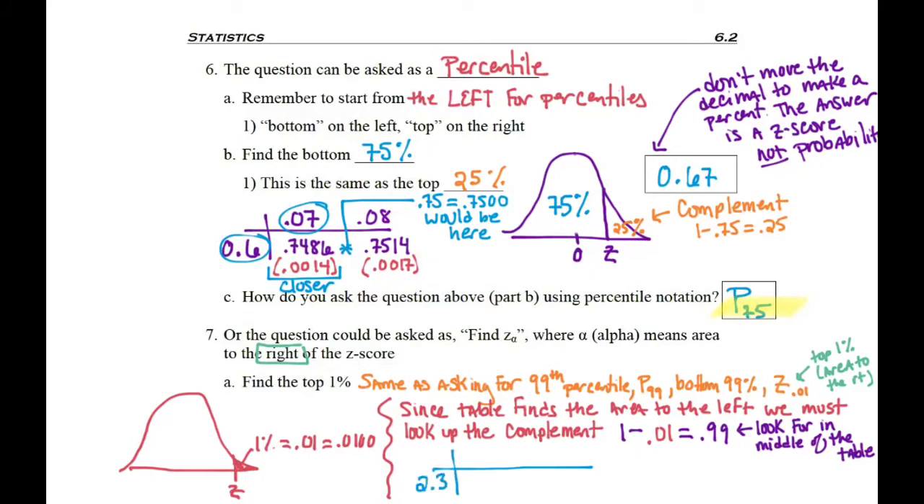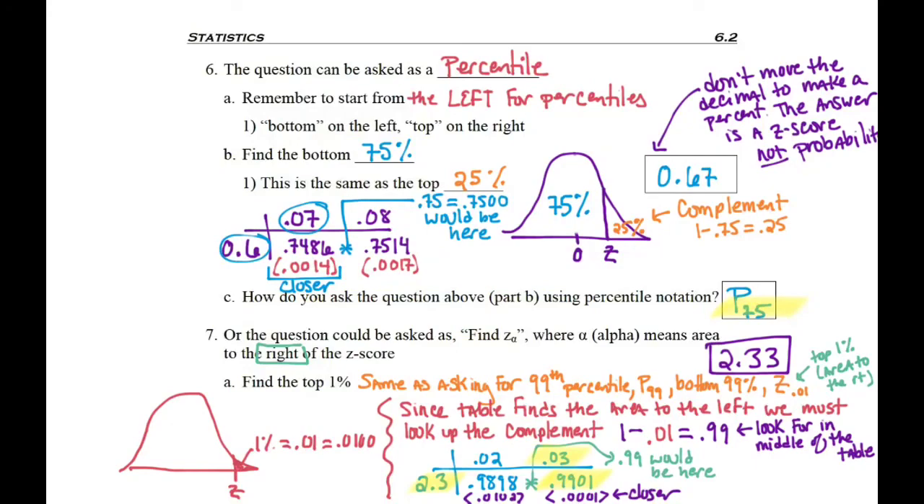Okay, so from the table, I found that in row 2.3, under column 02, I had 9898, which was smaller than I wanted, right next to the number 9901, which was bigger than the number I wanted. 99 would have been right in between them. So I see how far away they are. The first number is 102 feet away. The next number is just 1 foot away, 1 unit. So that's the closer number, and that's what I'm going to be using to get my answer, which my answer box isn't here, but it's on yours.